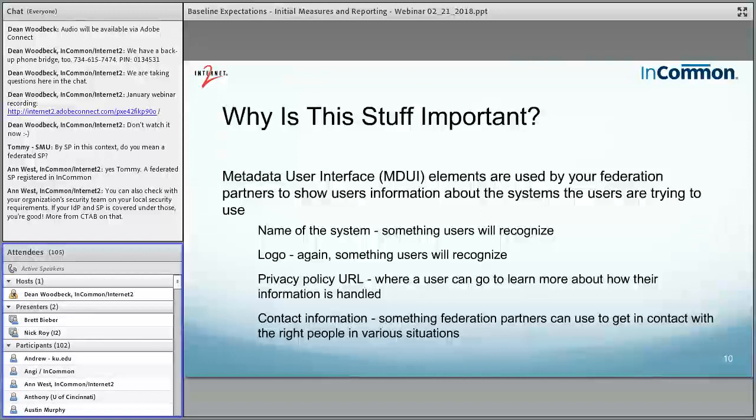So why are those particular elements important? The MDUI elements that are mentioned in the baseline expectations requirements are things that help your Federation partners to provide a good user experience to their users, to your users. Things like the name of the system. So in the case of a service provider, something that the users can recognize, say in an attribute consent display that the IDP might show to them to say, this is the system that you're going to be taken to, and these are the pieces of user information I'm going to release to that system. Are you okay with that?